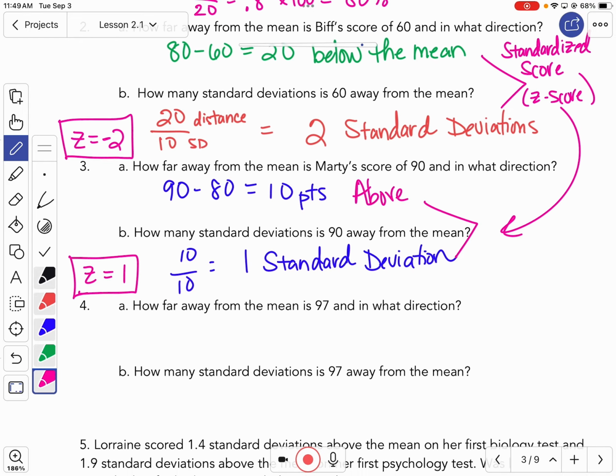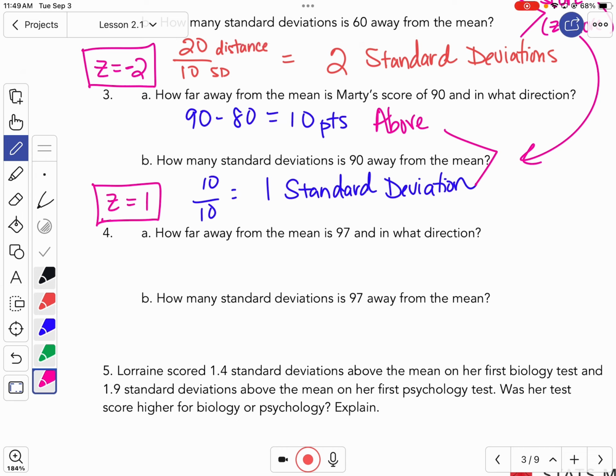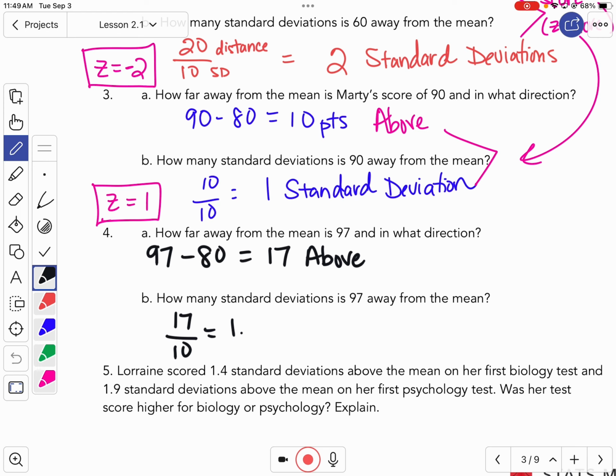So let's look at this one. How far away from the mean is 97, and in what direction? My score is 97. What was my mean? 80. So we subtract, and that would give me 17 above. Now, this time we're not going to get a whole number. But if we want to know how many standard deviations, we take 17 and divide it by 10. It would give me 1.7 standard deviations. What do you think my z-score is going to be? 1.7.